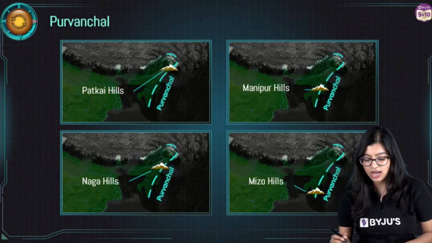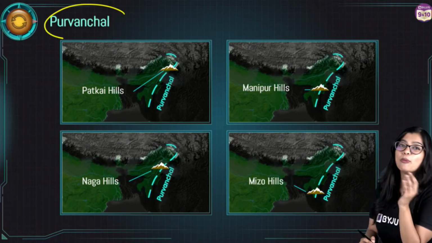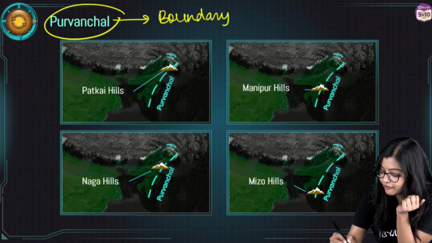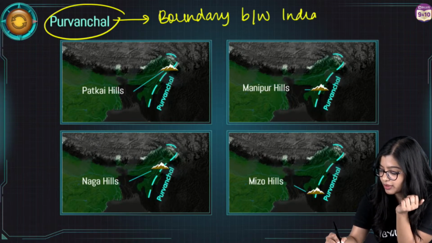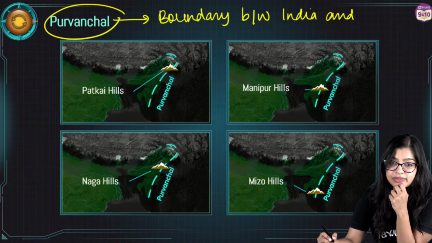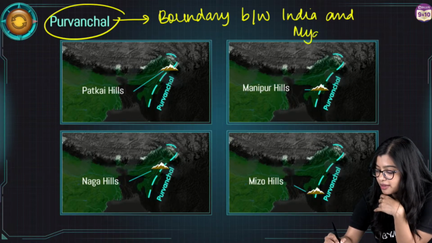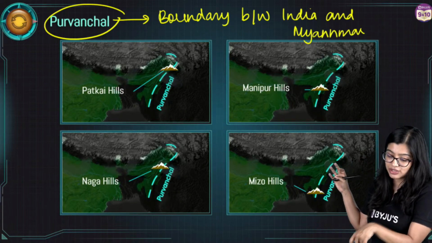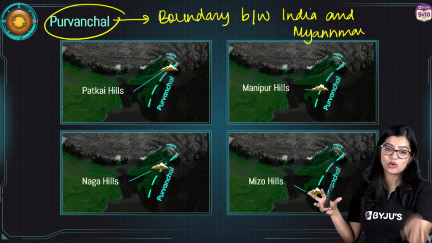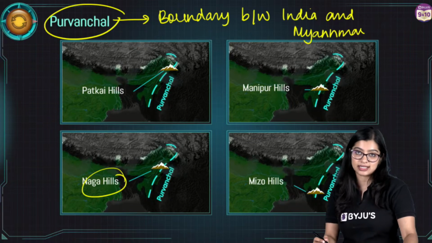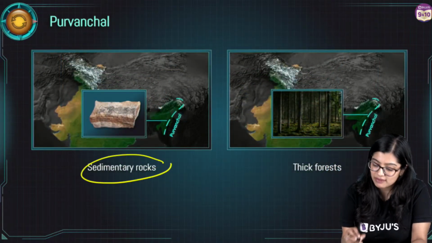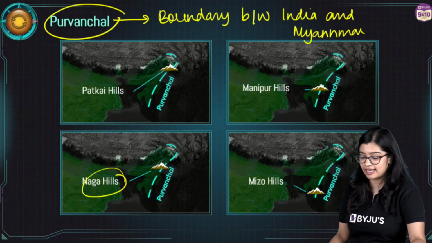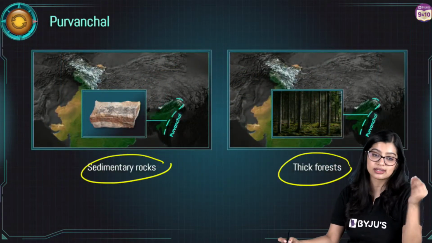Yes? Then of course, last we have the Purvanchal, right? Now Purvanchal is important, students, because we know that Purvanchal forms a boundary, right? It forms a boundary between India and what is our neighboring country there? Yes, our neighboring country is Myanmar, right? So we know that it forms a boundary here. And of course, we know that in the Purvanchal, we have various hills which are located, right? So we have different types of hills that are located. And mainly in the Purvanchal, we observe that there are sedimentary rocks that are present. And of course, there are thick forests that are there, right? So these are the important features that you need to know.